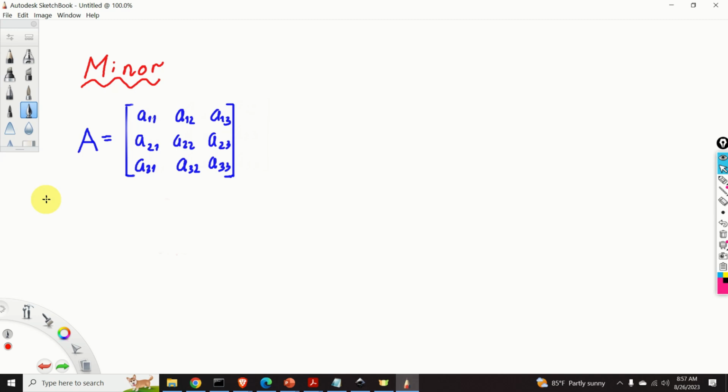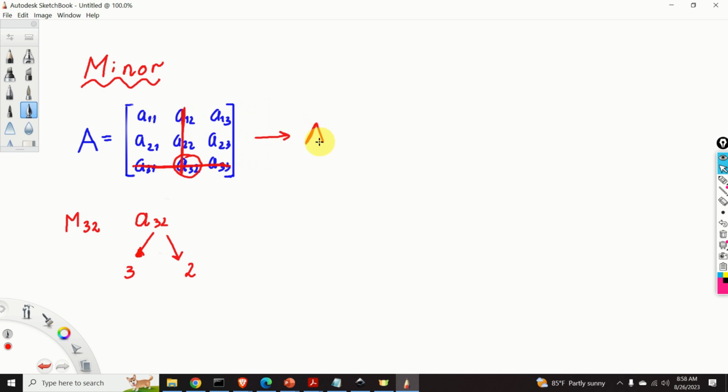Let's compute another minor. For example, let's compute M32. The first step is to locate the entry corresponding to this minor. The entry is A32. Here it is. Next, we need to erase third row and second column. That is, we just look at the indices of our entry, and this entry lies on the third row and on the second column, and we simply erase the third row and the second column.